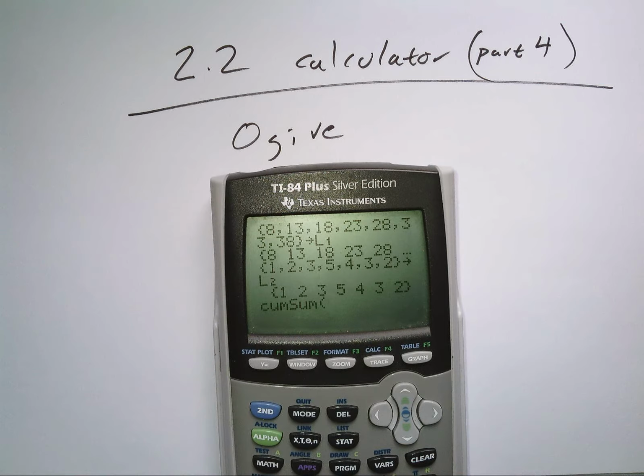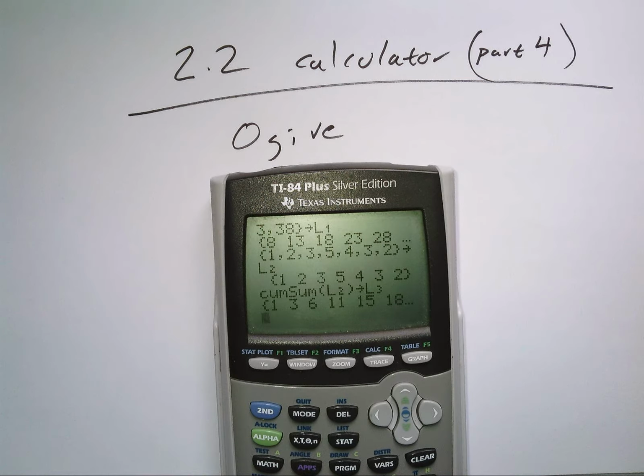All right, now remember, L2 is our frequencies, and I want to do a cumulative frequency. So I'm going to bring up L2. So I have cumSum that I brought up using the command. I'm telling it I'm going to do a cumulative sum of L2, close the parentheses, and store it to second L3, hit enter. So now I have a cumulative frequency stored into L3.